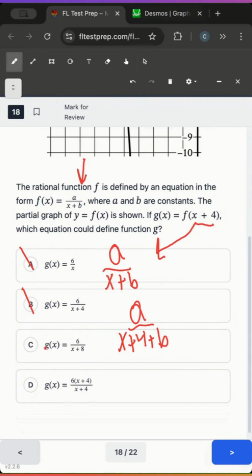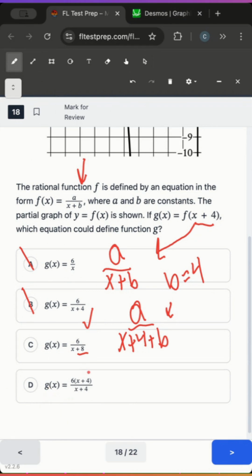So we're going to take a look at C, and we can see that it's x plus 8, which is fine because that would actually tell me b equals 4, because it would be x plus 4 plus 4, which would create this x plus 8. C is looking like the correct answer here.